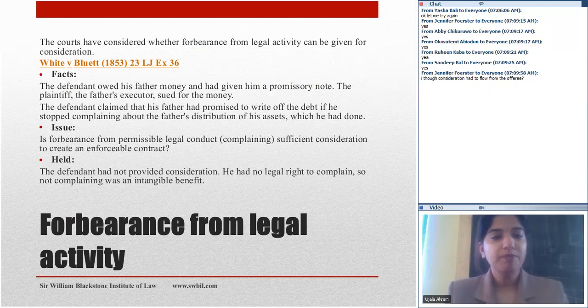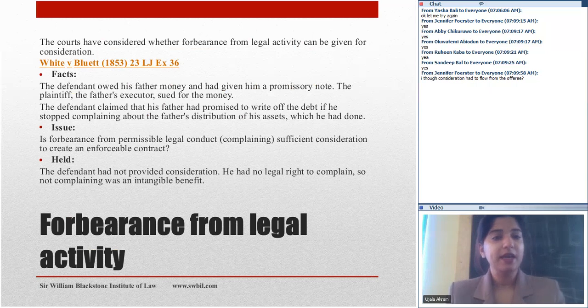So this case considers forbearance from legal activity. So courts, in this case, questioned whether forbearance from legal activity was a good consideration or not. In other words, was it legally sufficient or not? So the facts of the case are the defendant owed his father money and had given him a promissory note. And then the plaintiff, the father's executor, sued for the money.